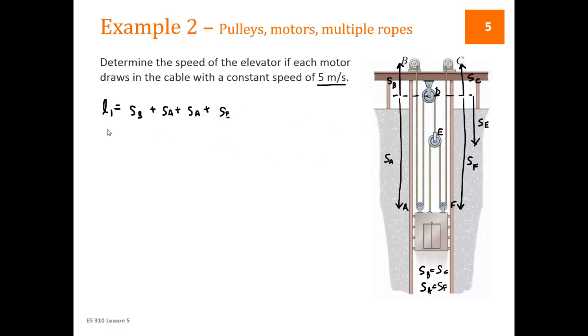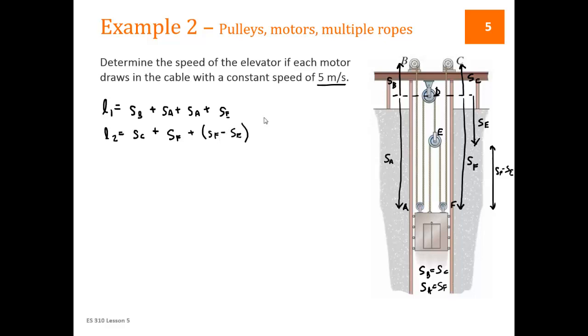Alright, that's L1. L2 is the other rope, so it starts down, well, let's start up here. We've got SC plus SF, all the way down to the elevator. And then it goes up from F to E. So that would be this distance, which is SF minus SE. So plus SF minus SE.